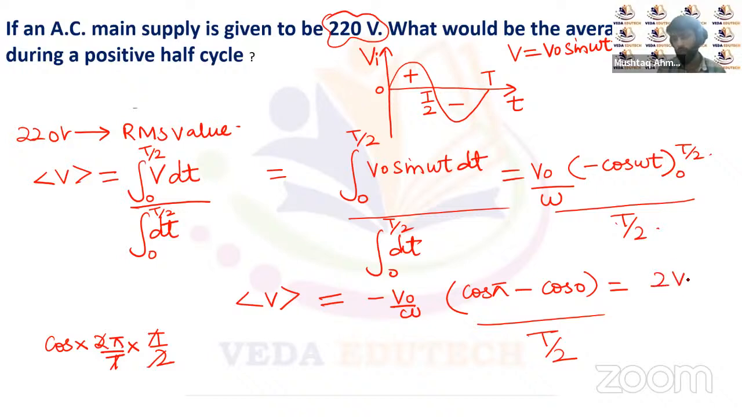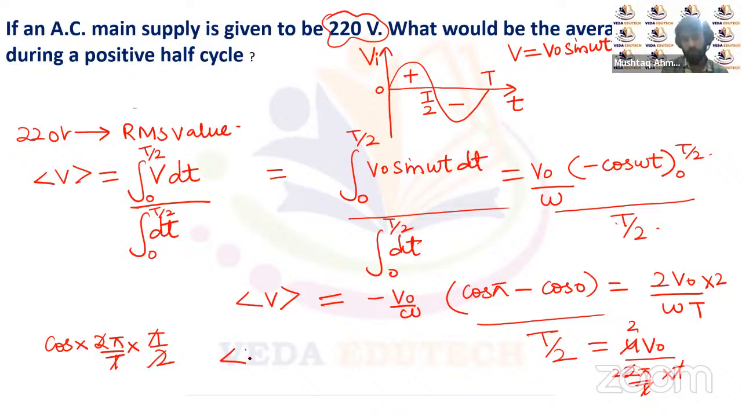So it will be 2 V naught upon omega, into T, and multiplied by this factor 2 here. So the average value will be 4 V naught upon omega T. Writing omega as 2 pi upon T multiplied by the time period T, this T and T get cancelled, this 2 and 2 get cancelled. We're left with the average value of the positive half of the cycle as 2 V naught upon pi. So the average value of this EMF for the positive half of the cycle will be 2 V naught upon pi.